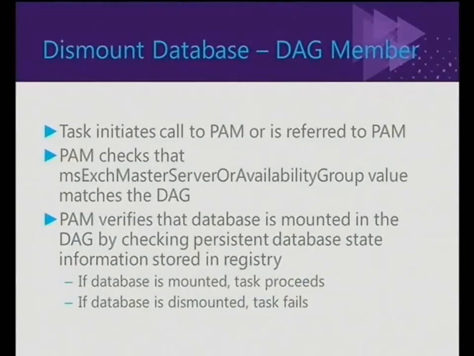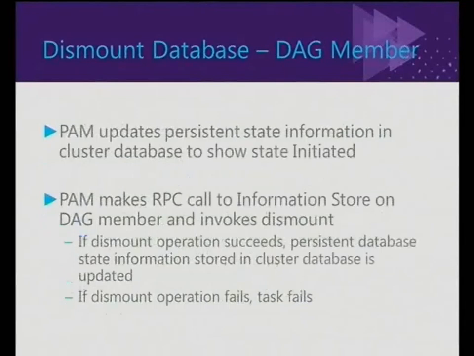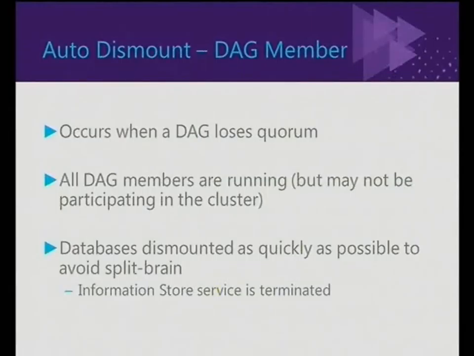When you dismount, it's very similar to the mount operation, except here, once again, we're going to the PAM, checking that it's in a DAG, verifying that it's in a mounted state. Obviously, if it's already dismounted, we can't dismount it twice. So assuming it's a mounted database, we would go ahead and pass that check, and then dismount it, update the information via the store again. The store is still doing the dismount, and then Active Manager will update the rest of the DAG members with that information. Pretty straightforward stuff.